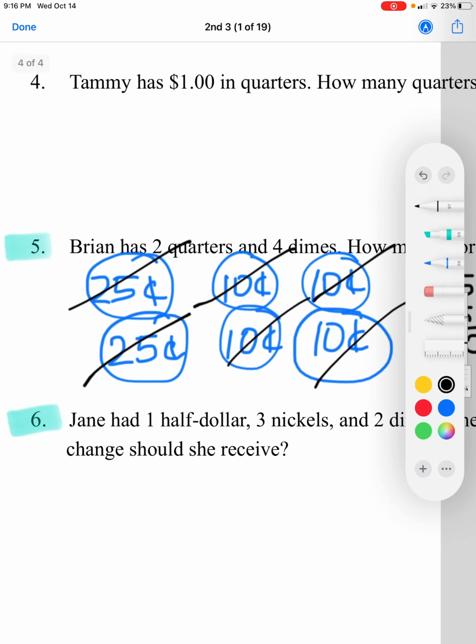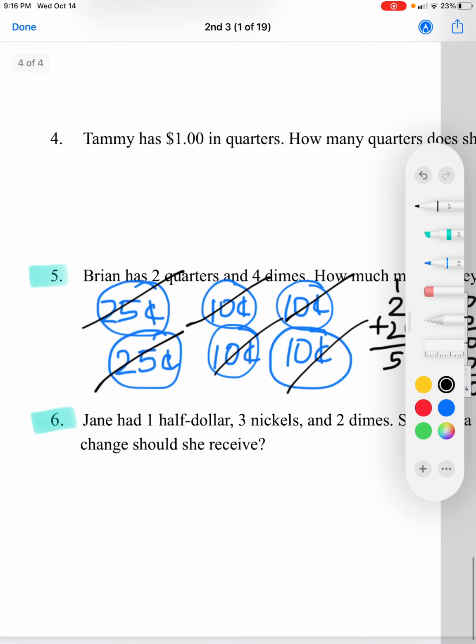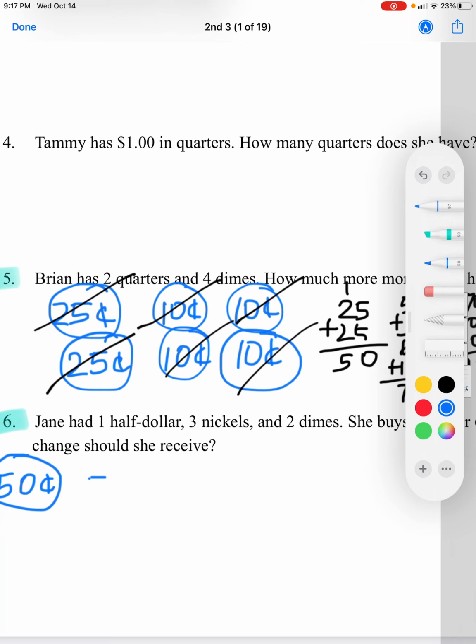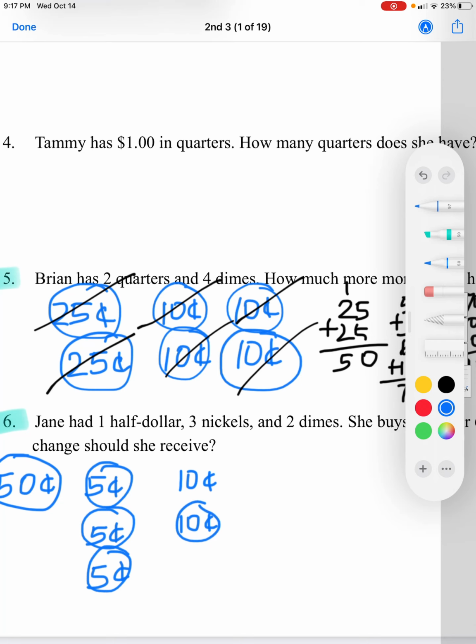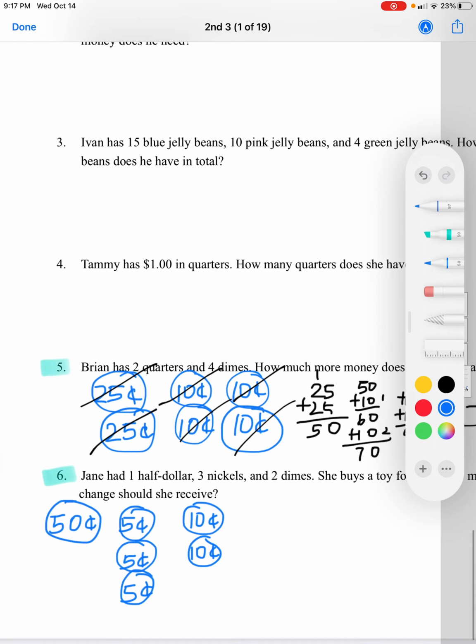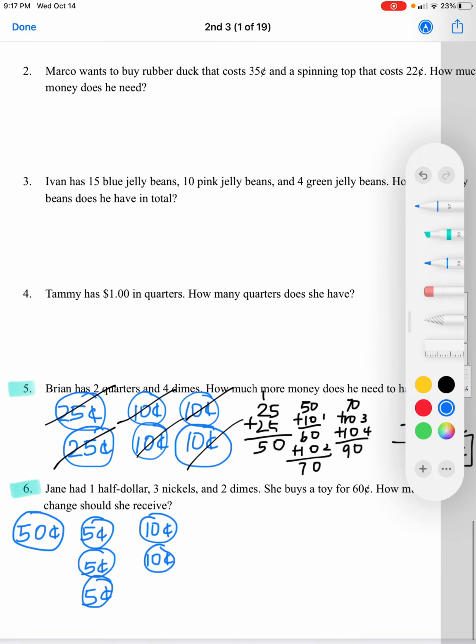So anyways, we'll look at how much money she has to start with. A half dollar, which is 50 cents. So 1 of these coins and 3 nickels, so that's 5 cents each. 1, 2, 3, and then 2 dimes, which is 10 cents each. So 1, 2. We'll add it all up to see how much she has in terms of cents. So we'll add the 5s. We'll add 2 5s first.